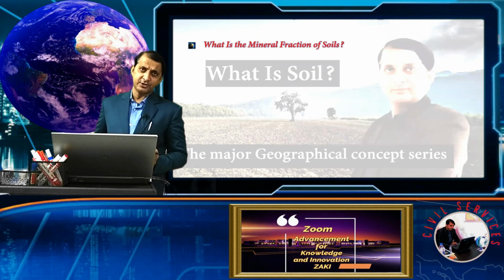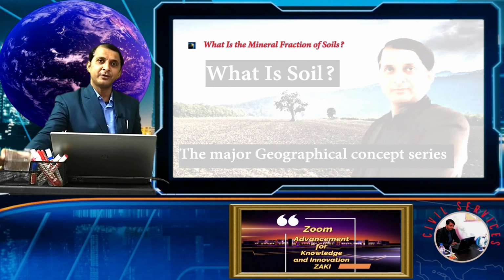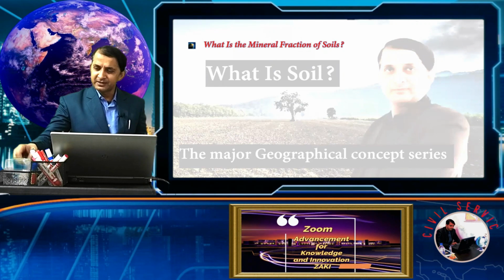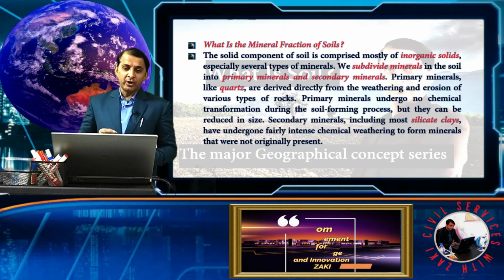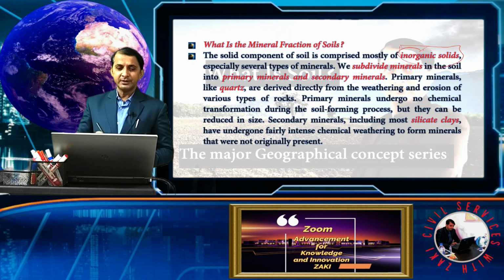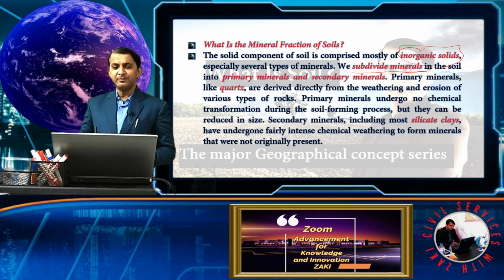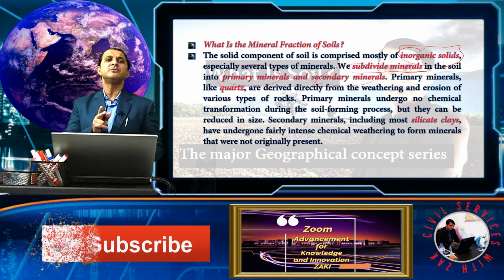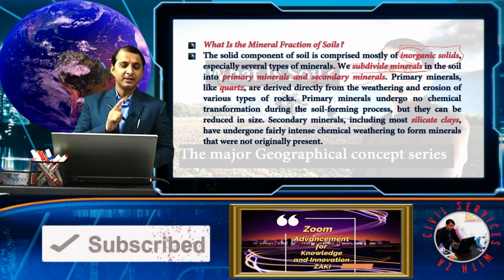So let's move forward to another question. What are the mineral fractions of the soil? As you know, the mineral fraction is the largest fraction of our soil, about 40 to 45% present in the soil. The solid component of soil is comprised mostly of inorganic solids, especially several types of minerals, and we can subdivide minerals into primary and secondary minerals. So this 45% mineral we can divide into 2 types. First is primary minerals and another is secondary minerals.